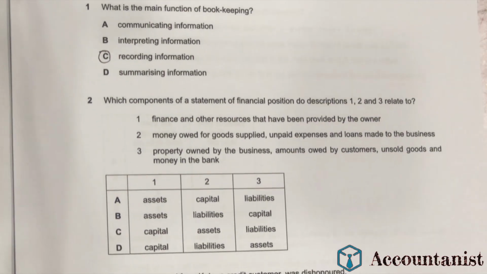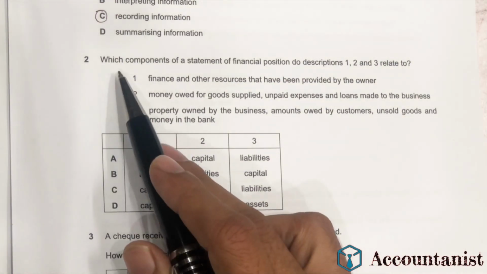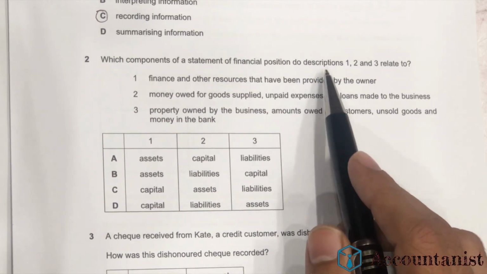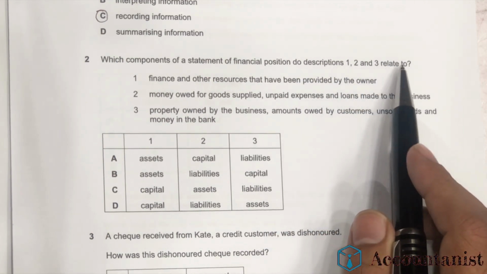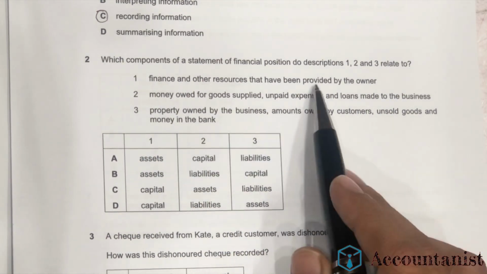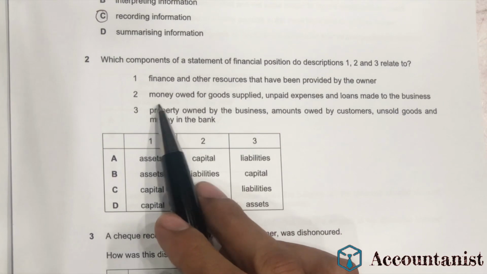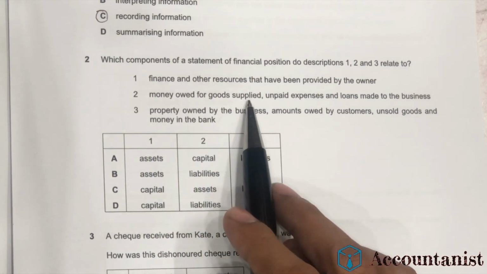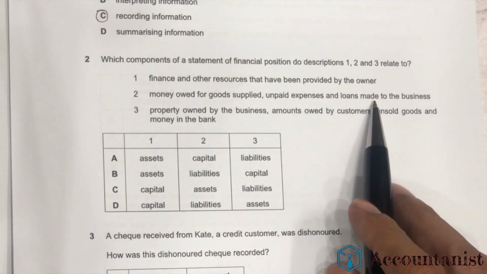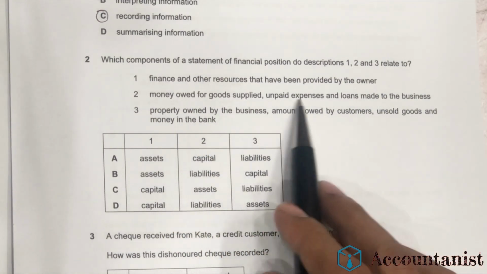So in the next question, it says which components of the statement of financial position do descriptions 1, 2 and 3 relate to? 1. Finance and other resources that have been provided by the owners, so that's the capital as we know. And the money owed for goods supplied, unpaid expenses, and loans made to the business. So the right option for this is liabilities.